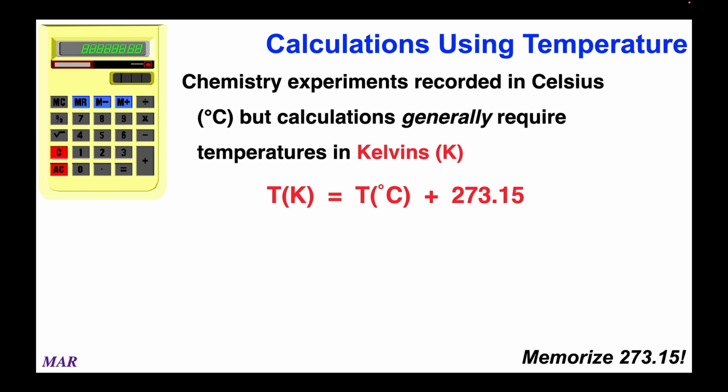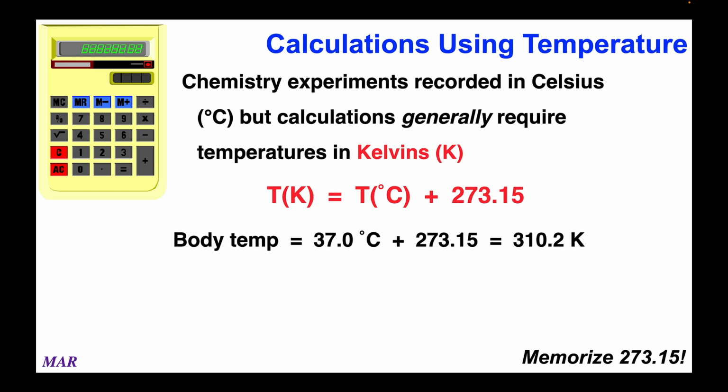Now, remembering that Celsius temperatures can be negative, but Kelvin temperatures will never be negative, you add 273.15 to the Celsius to get the Kelvin. So Celsius temperatures, which can be negative, can be turned into positive kelvins by adding 273.15. Likewise, if you have a Kelvin temperature you want to convert to Celsius, you take that Kelvin temperature and subtract 273.15 to get the Celsius temperature.